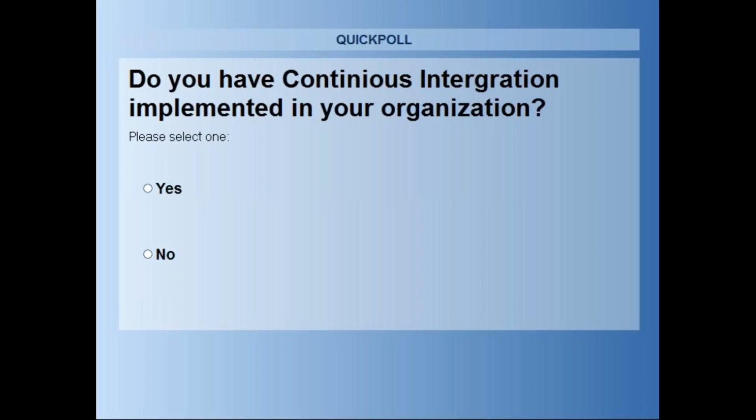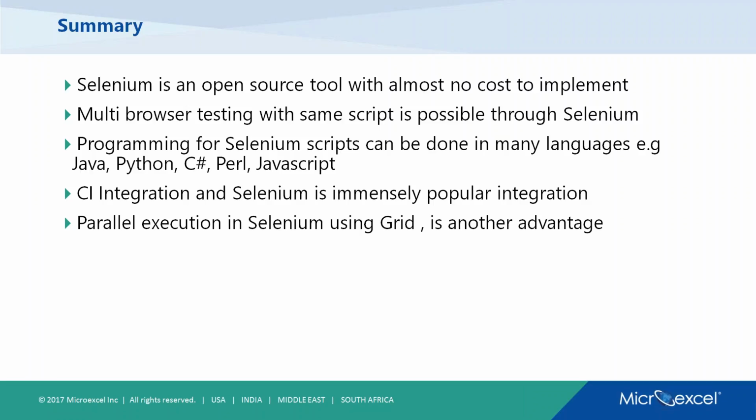So what's the takeaway from all this? Selenium is an open source tool, so it has no cost to implement. You can integrate it with other open source tools like Cucumber and Appium to do a lot of things. Selenium supports multi-browser, so you can create a single script and run it on multiple browsers, whether it is Chrome or IE. Programming in Selenium can be done in languages other than Java also. You can use Python, C# or JavaScript. All these languages are supported by Selenium, so Java as a programming language is not a restriction.